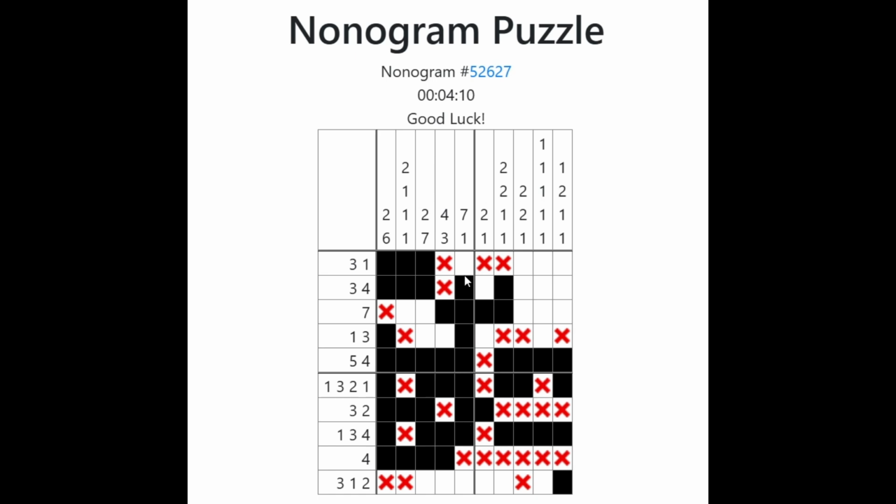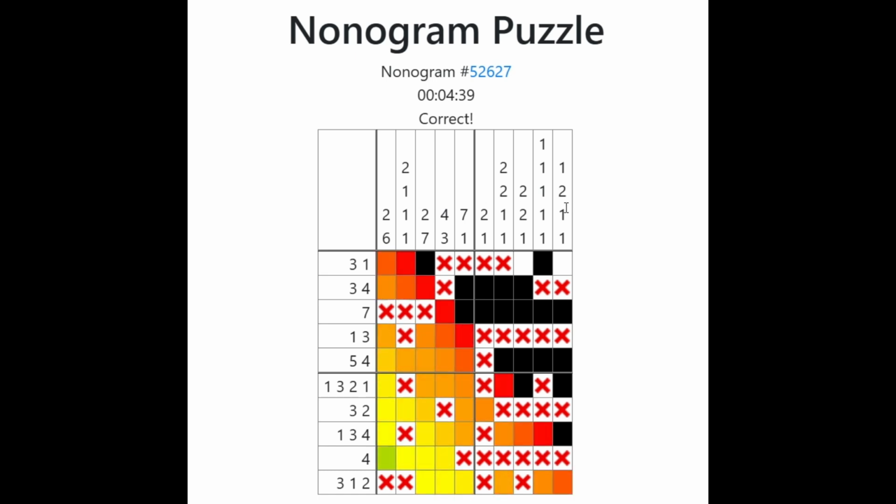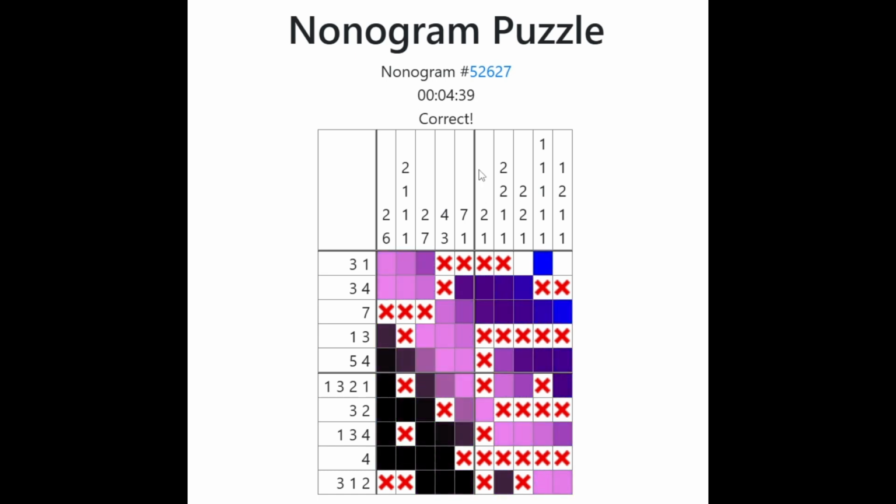3, 4, 5, 6, 7, and 1. Okay, so actually, we don't know if the 3 is like this. We know this is like this. Oh, then this is the only possibility, isn't it? 3 and 4. 2 and 1, 2, 3, 4, 5, 6, 7. 2, 3, 4, 5, 6, 7. 1, 2, 1, 1. Okay, 1 and 3. 3, 4. Okay. Yay! And 4 minutes and 39 seconds.